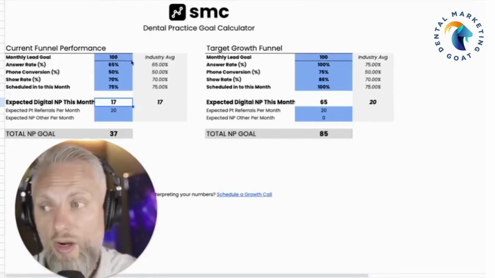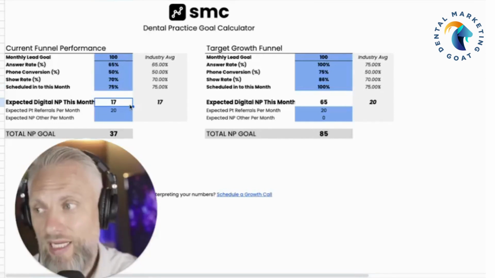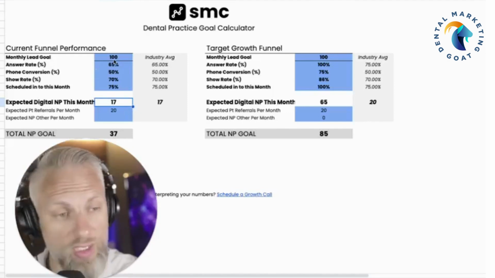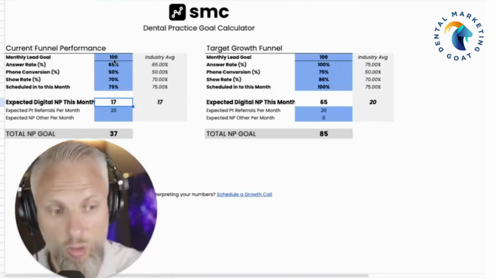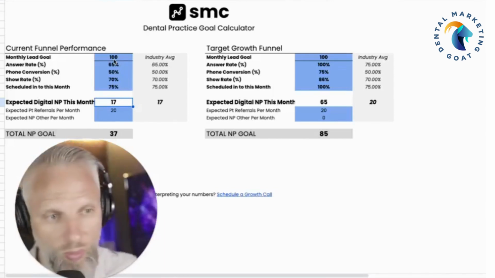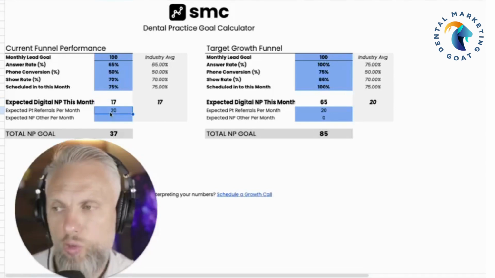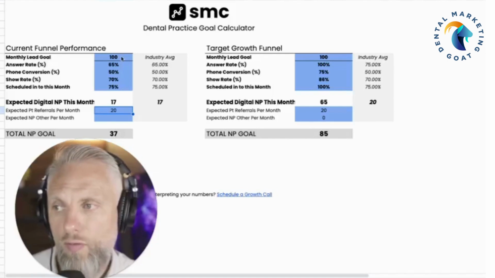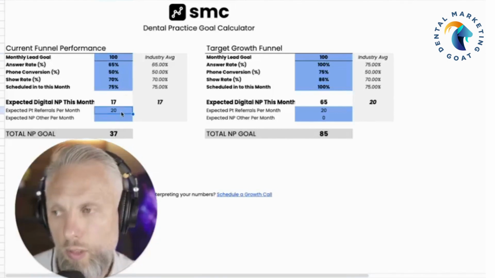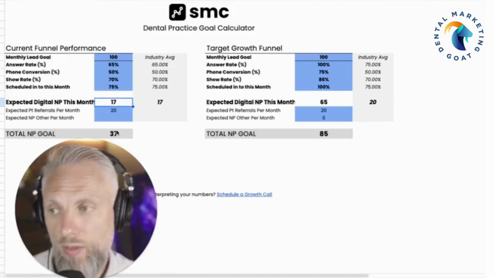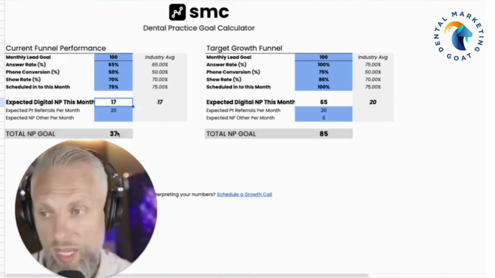That means from 100 leads, the average office only gets 17 patients through the door. And for those 100 leads, you're going to pay a lot of money. These are qualified leads. These aren't just random people online filling out forms that you can never get in touch with. These are real people that are calling your office. And let's just say this office gets 20 patient referrals. So for this 100 leads, with 20 patient referrals, you get 17 marketing new patients, you end up with 37 patients through the door.